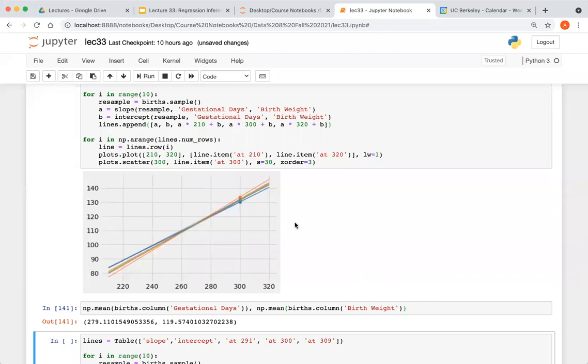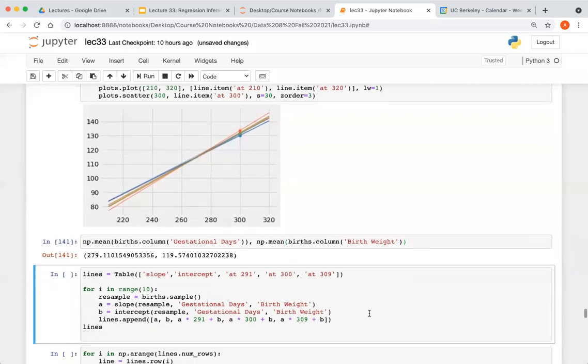Okay. And now somebody's already asked the question. We did 10 bootstraps here and we got 10 estimates. How many bootstraps should we do? How many do you want to do? We can do a whole bunch, right? We can do as many as we have the patience for.